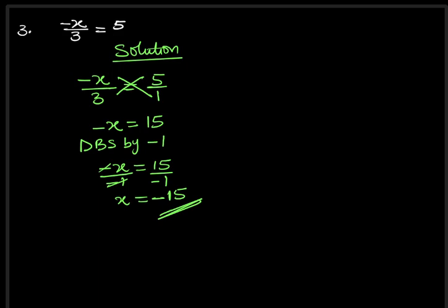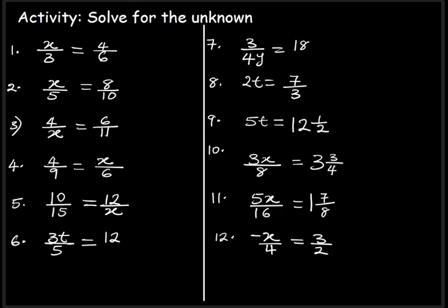When do we use cross multiplication? When we have just two terms, then either one of them or the two of them are fractions. And of course, one should be on the left hand side, the other one should be on the right hand side of the equation. Take note. And then you have your activity here, 12 questions to look at.